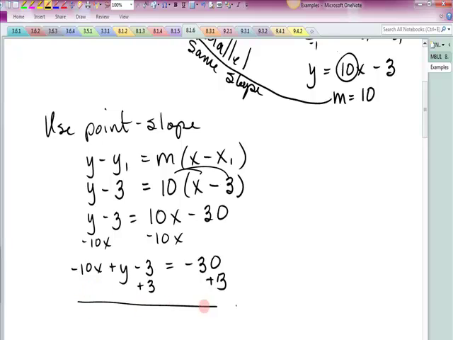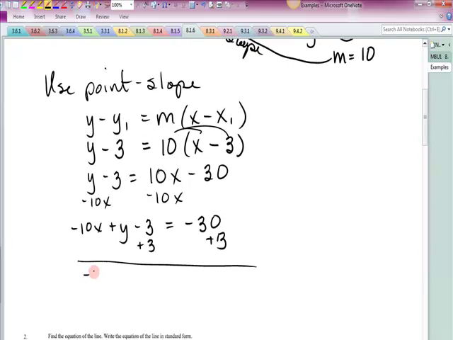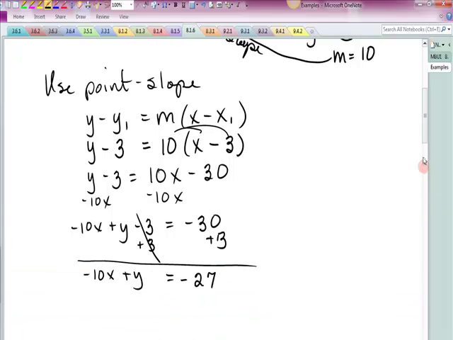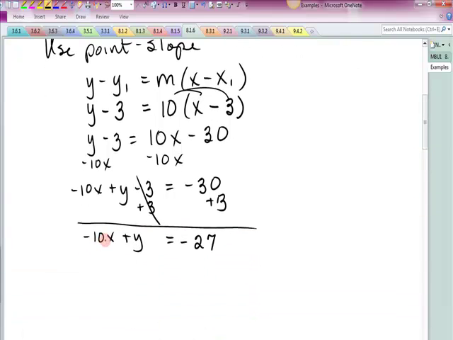That gives me negative 10x plus y is equal to negative 27. And then we have that one last rule about standard form, that the coefficient of the x term has to be positive. So since it's not, I'll divide everything by negative 1, and I get 10x minus y is 27.